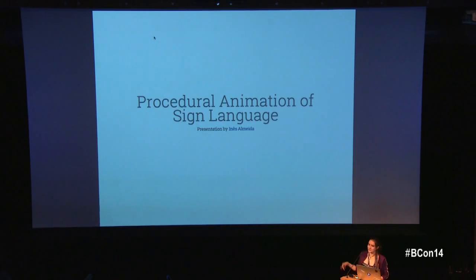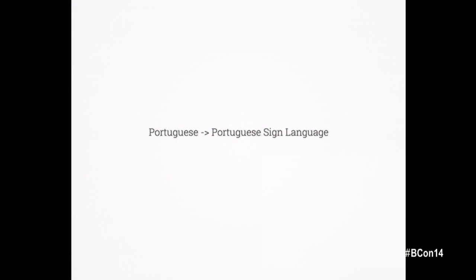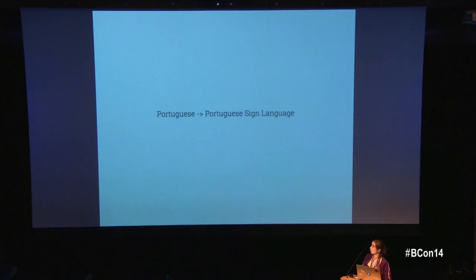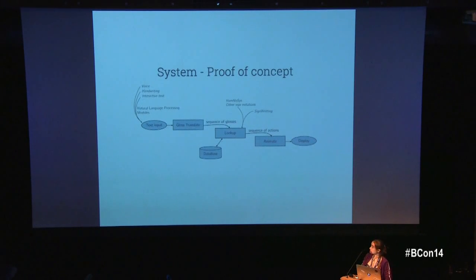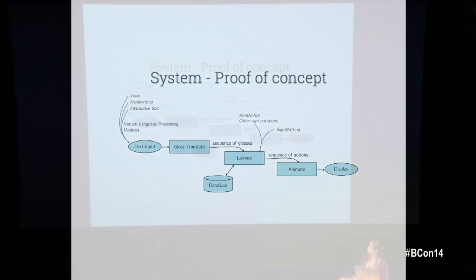So hi, I'm Ines Almeida, and I'm here to present some of the work that I did for my thesis, which is to translate from Portuguese to Portuguese sign language. The first is in text, and the other is a visual spatial language, and I chose to represent it with a 3D avatar using Blender. I designed this system in which the first part is more about machine translation and how to translate the concepts and the structure of the sentence.